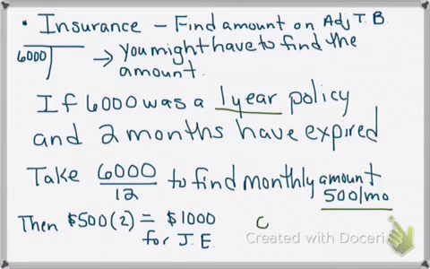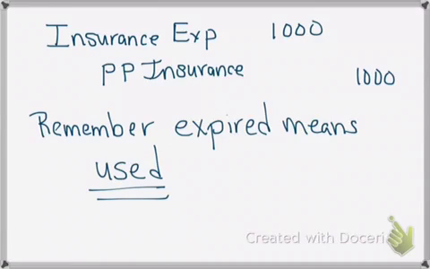Now, realize that if it is a quarterly amount, we are going to be looking at 3 months. If it was for a semi-annual amount, that is going to be 6 months. So you just have to look at what it's asking you and decipher that as far as the problem goes. So what we would have for this particular journal entry is we would have an insurance expense, and then you would have your prepaid insurance for the $1,000.